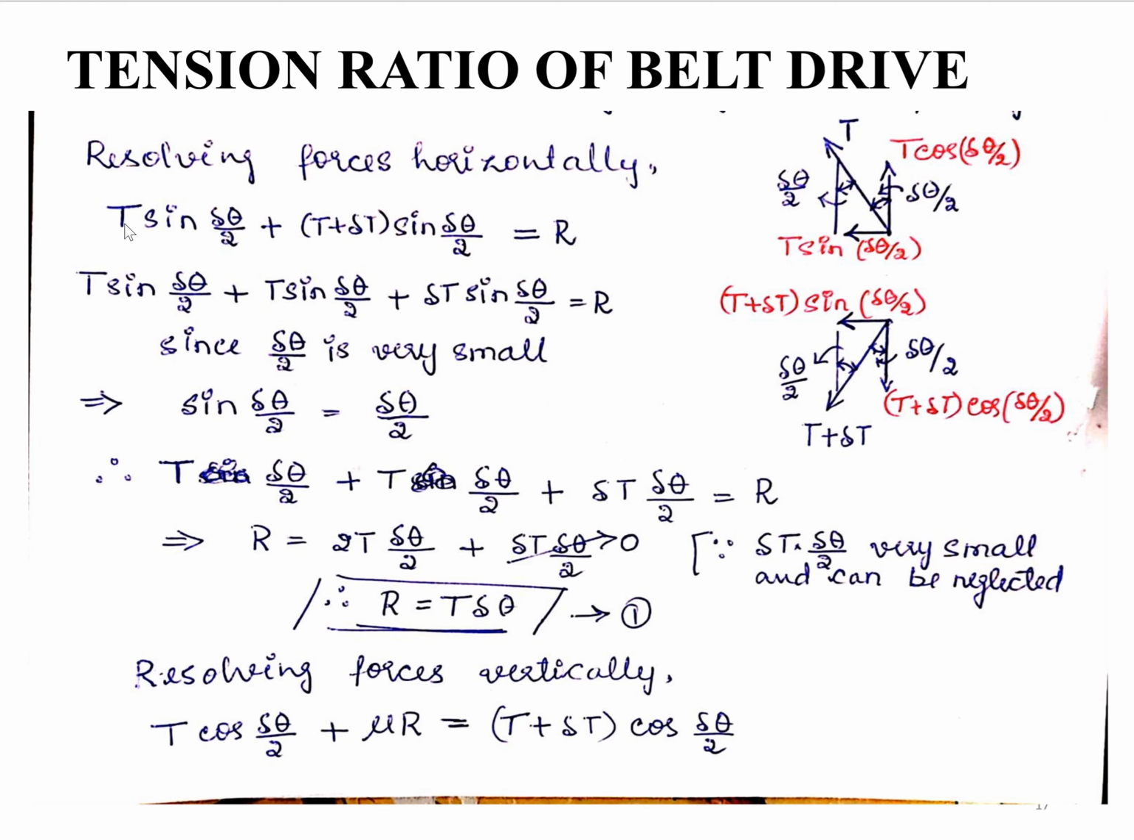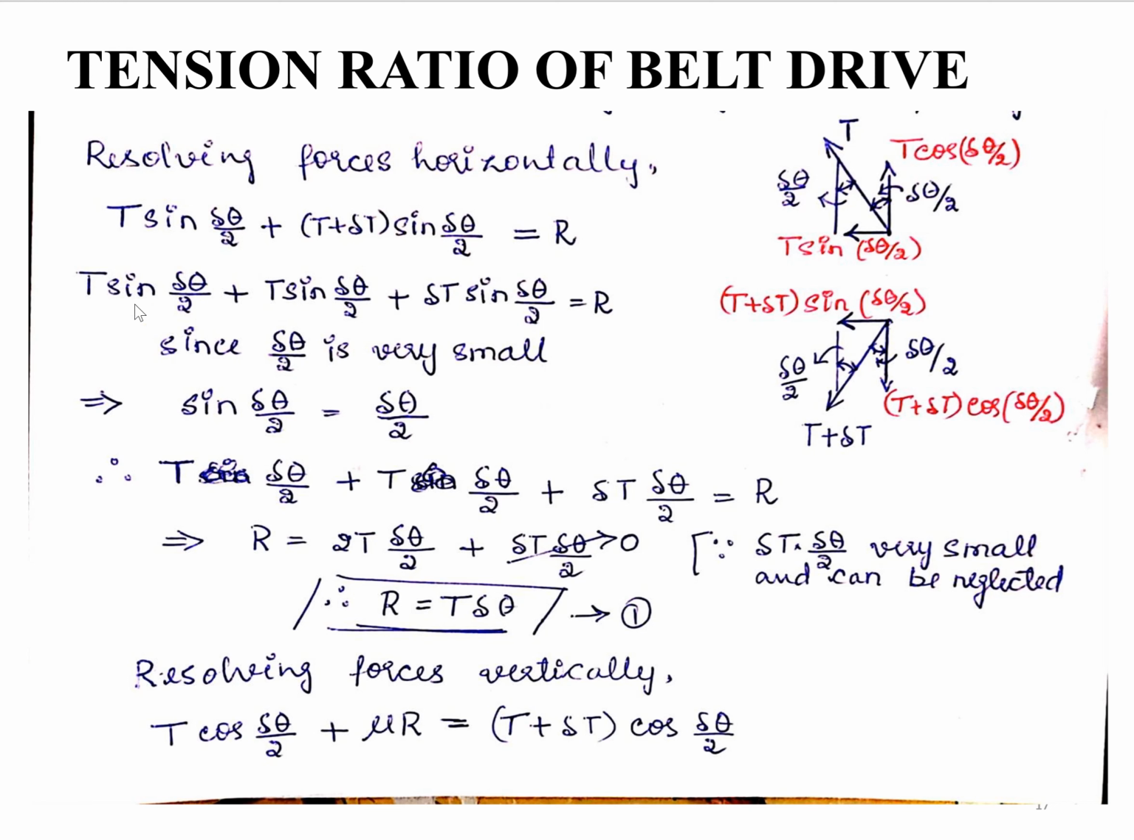So here I will be having the horizontal forces of T plus sine delta theta by 2, as well as T plus delta T sine delta theta by 2, that is equal to R. This R is nothing but the horizontal force on the right side; we are having only the R. If we take the left side of it, from the slack side I am having T sine delta theta by 2, and from the tight side I am having T plus delta T sine delta theta by 2.